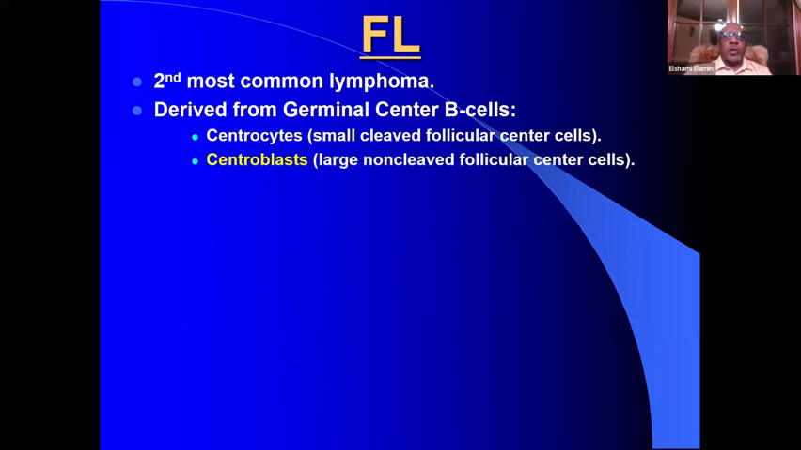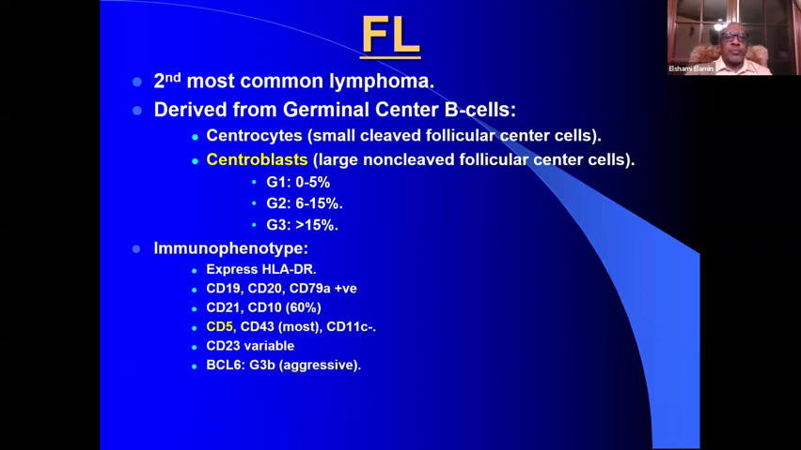You hear about grade 1, grade 2, grade 3. It simply means that when they look under the microscope, we see centroblasts instead of centrocytes, which are large non-cleaved follicular center cells. If we count less than 5, we call it grade 1. If we count 6 to 15, we call it grade 2. Grade 3, more than 15.